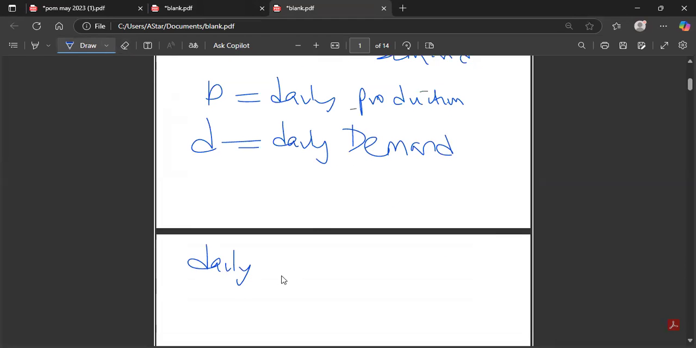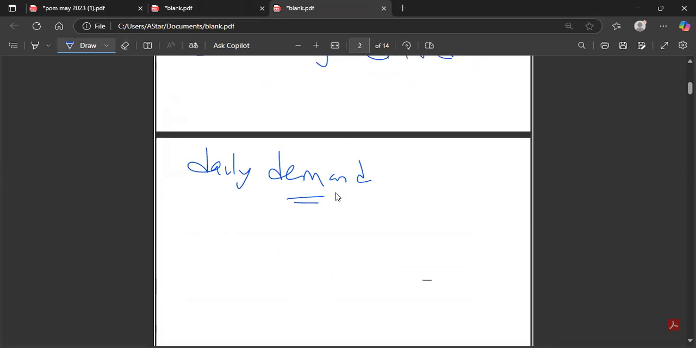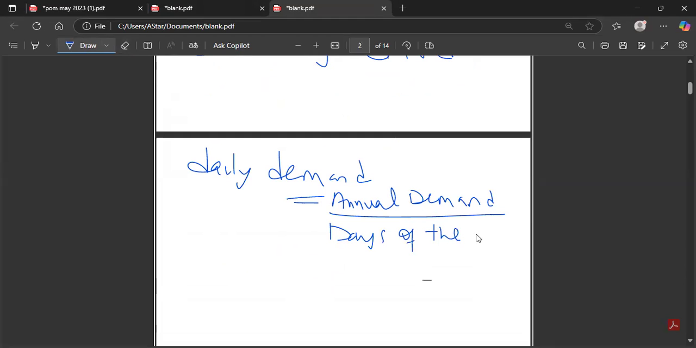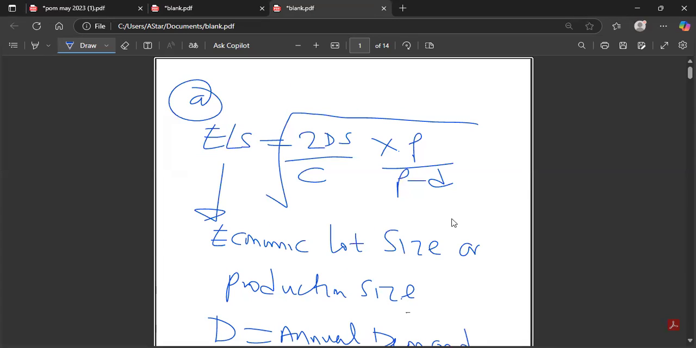So what is our daily demand? Daily demand is equal to annual demand over days of the year. So this is the model 2, which is the production model.